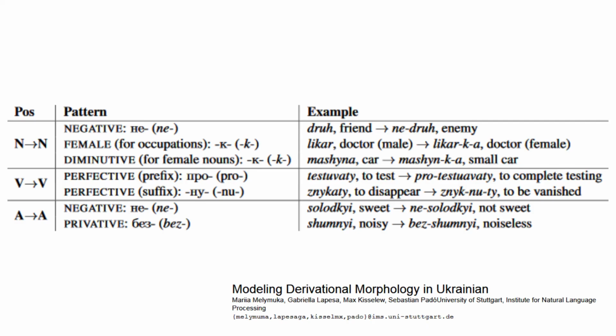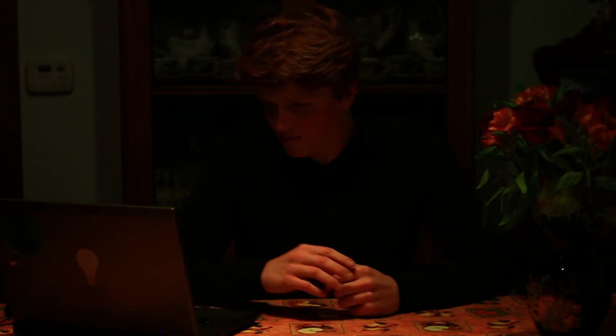But anyway, so all this information that I found here, you can access it. It's from a paper, an article by the authors Maria Melimuka, Gabriela Lapesa, Max Kiselu, and Sebastian Pado. These authors wrote a paper called Modeling Derivational Morphology in Ukrainian, and it's published by University of Stuttgart, which I think is in Germany. Yeah, because the website is a German website. But anyway, if you're interested, you can look at that. I didn't think there was much interesting on there except for this chart.